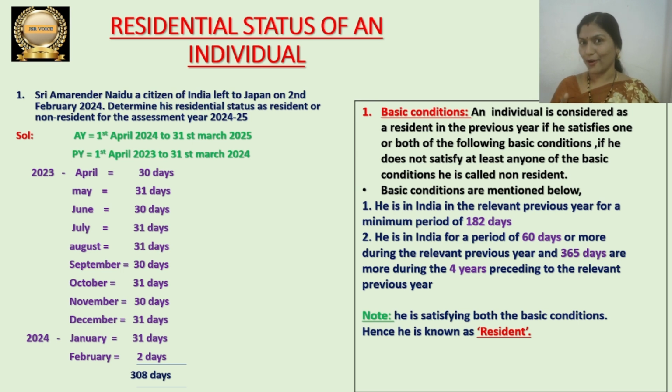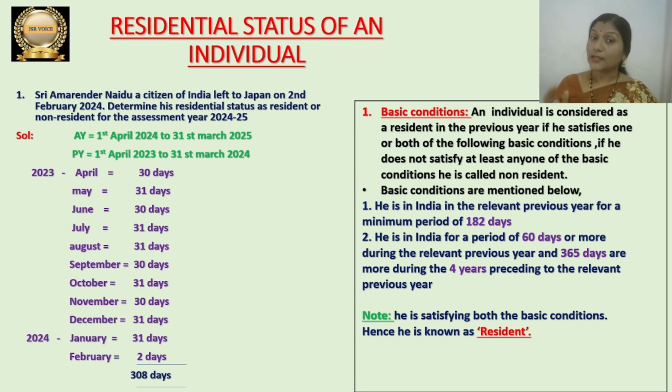So if you want to call him a resident, he must satisfy at least one basic condition. Any one, either the first one or the second one. Then we can call him a resident. If he is not satisfying at least one condition, then we can call him a non-resident. If he is a non-resident, then we need not apply additional conditions. That's final. He is a non-resident. That's all. We need not apply additional conditions.